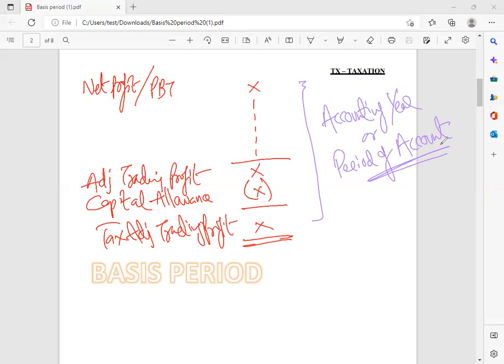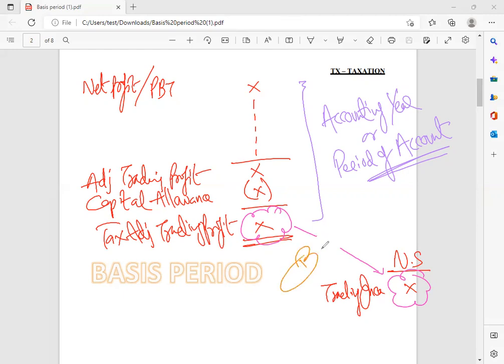Right. So, as we know the calculation of tax, this amount we have known savings. In this, we have trading income here. So, how to take this figure here? This is as per the accounting period, and this is the tax year. So, we have special rules called basis period.